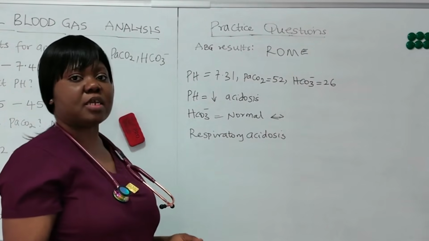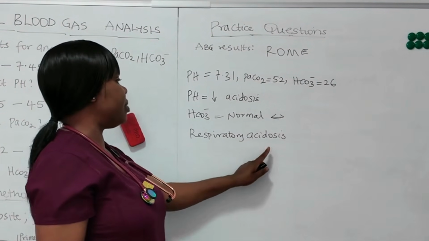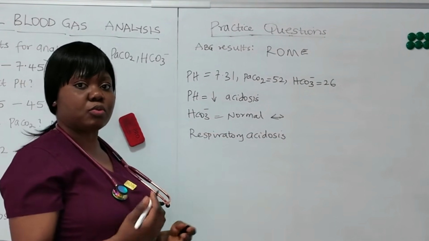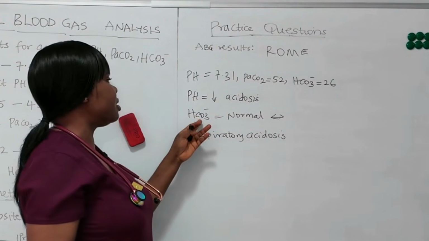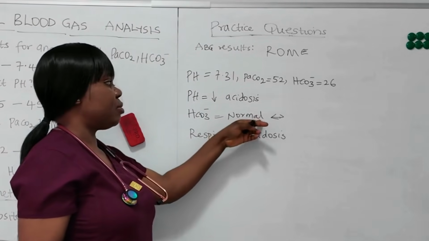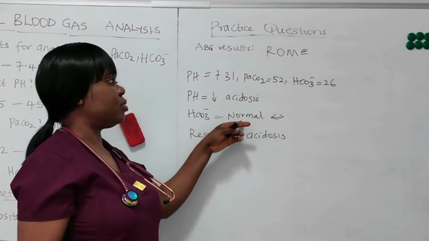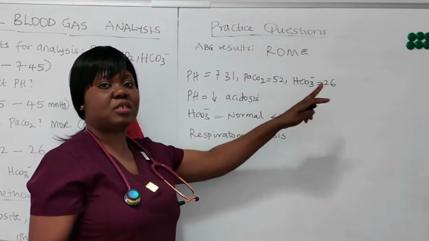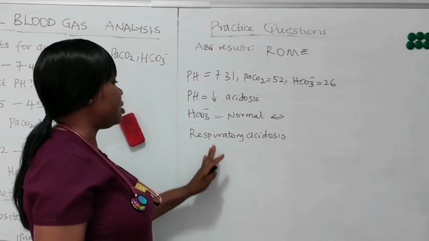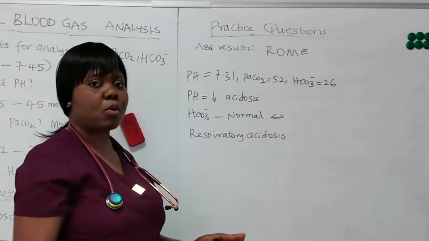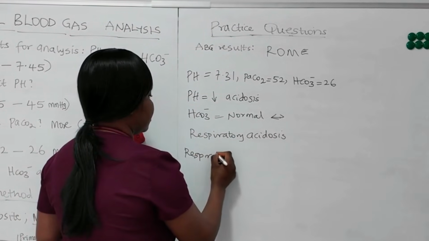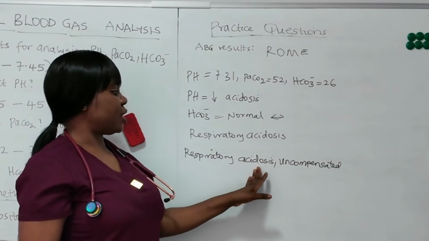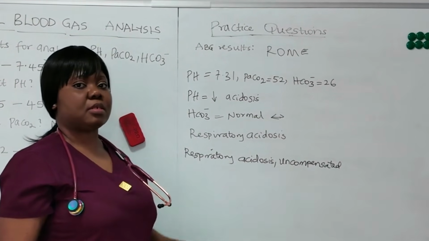Now let's see, is there compensation? If it's a respiratory problem, then it means the kidney, which is the metabolic component, is going to do something or not. But let's see, is the kidney doing something? It says normal. So the kidney is not doing anything. The bicarbonate component is just there. It's 26, it's normal range. So we'll say this is respiratory acidosis uncompensated. So the final answer is respiratory acidosis uncompensated.